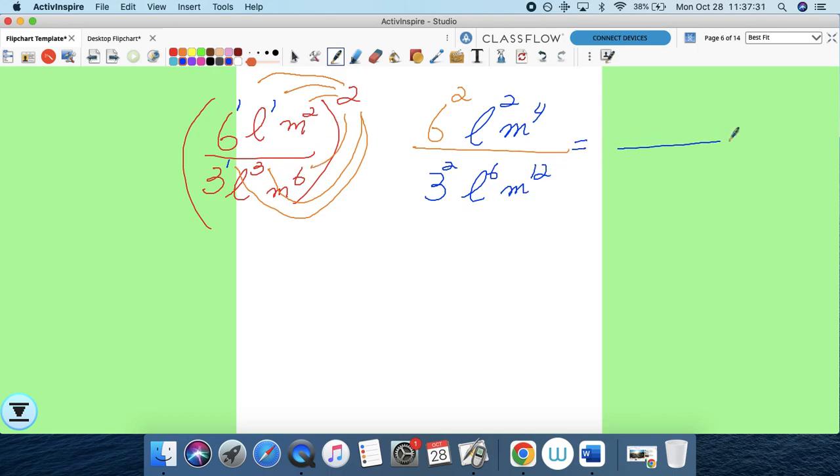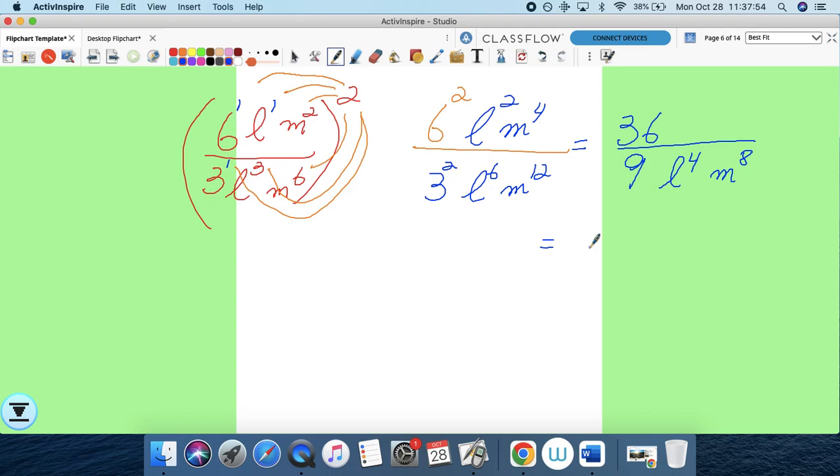Let me simplify this. Let me write 6 to the second power as a regular number, 36. 3 to the second power is going to be 9. Let's look at the L's. L^2 at the top, L^6 at the bottom, so there are more L's at the bottom. How many more? L^4, so after you simplify, you've got 4 L's left over. M^12 and M^4, and again, you have more M's at the bottom, so you get M to the 8th power.